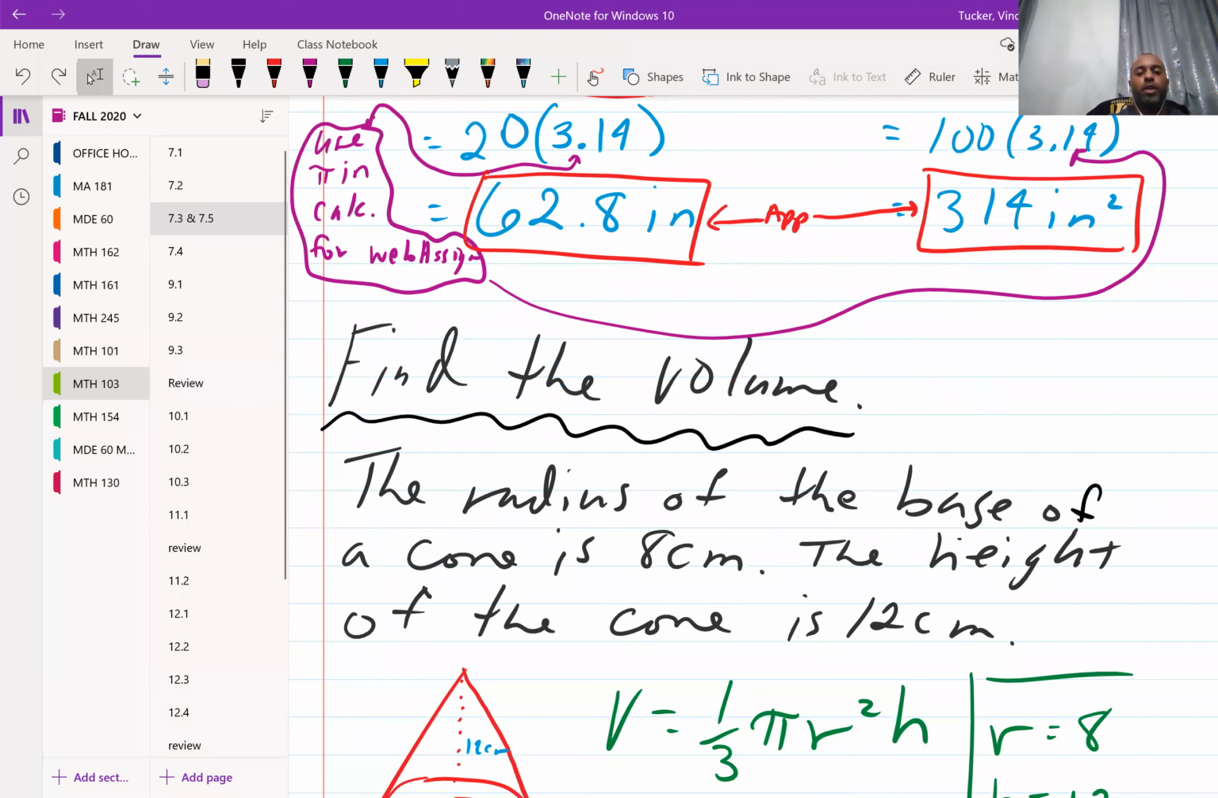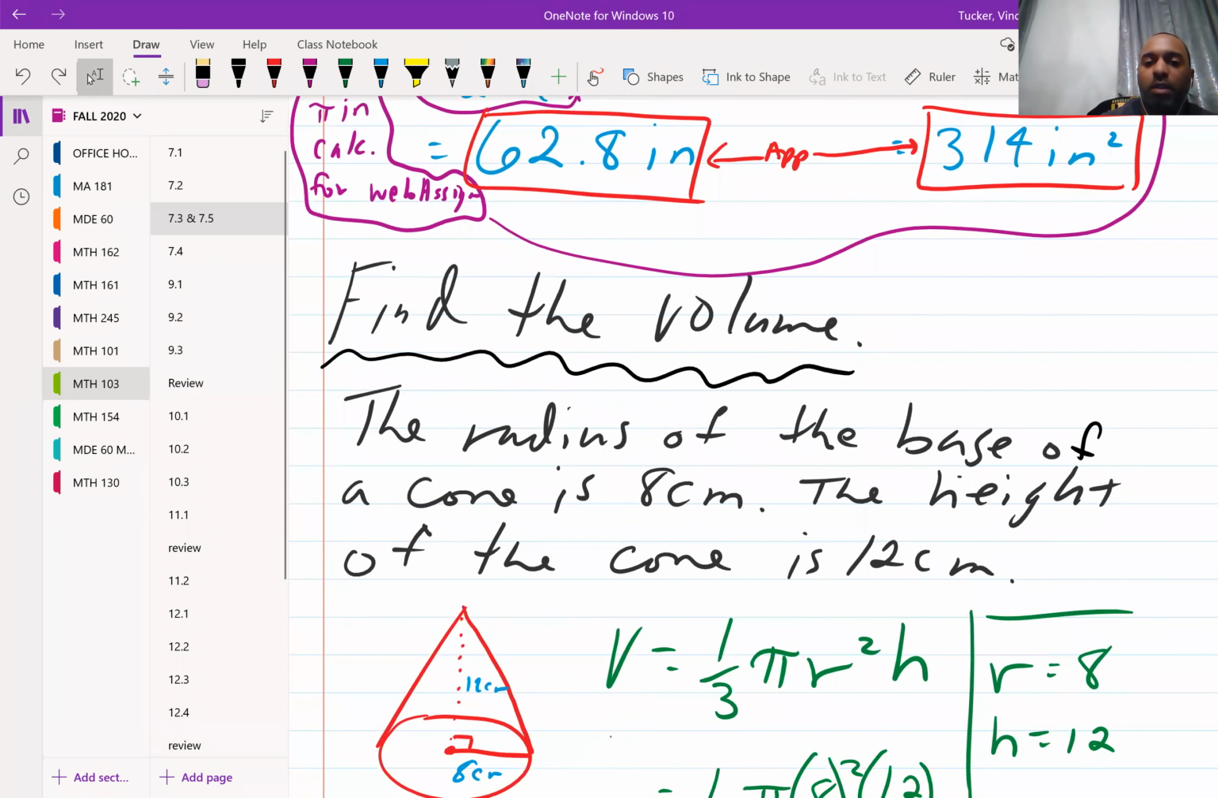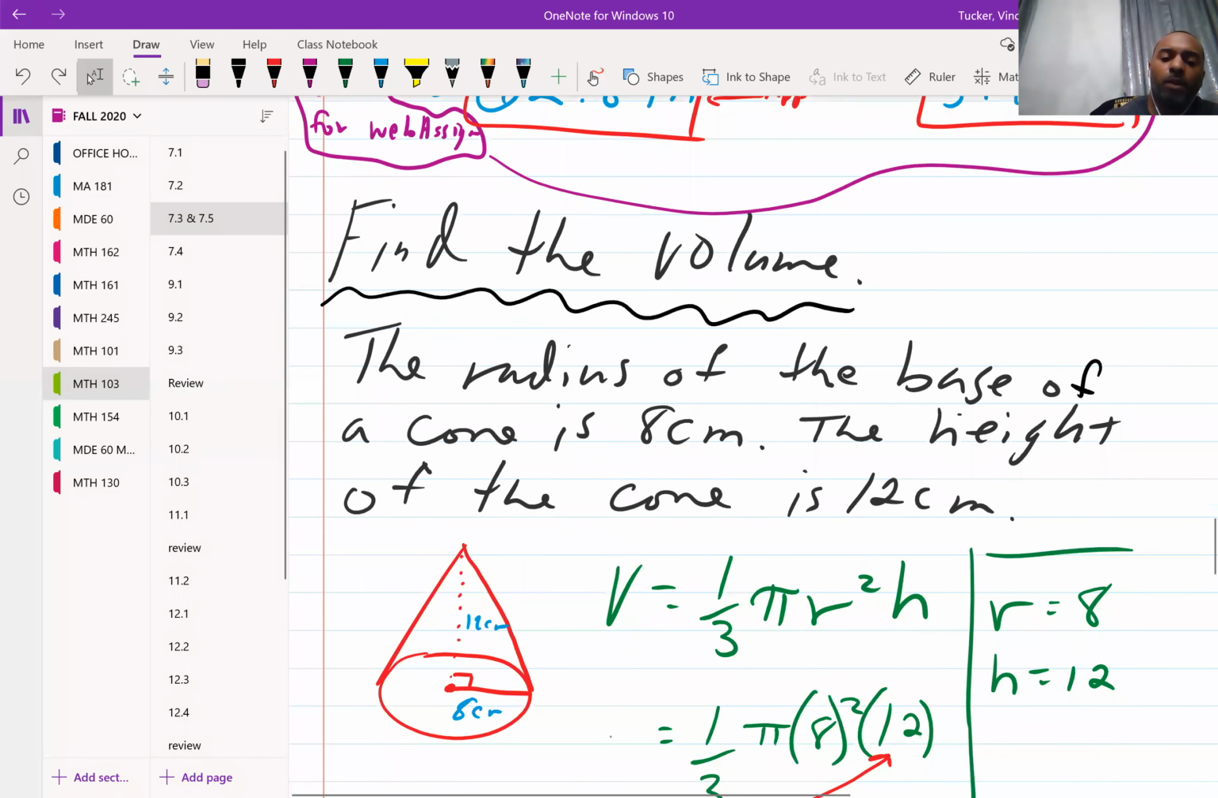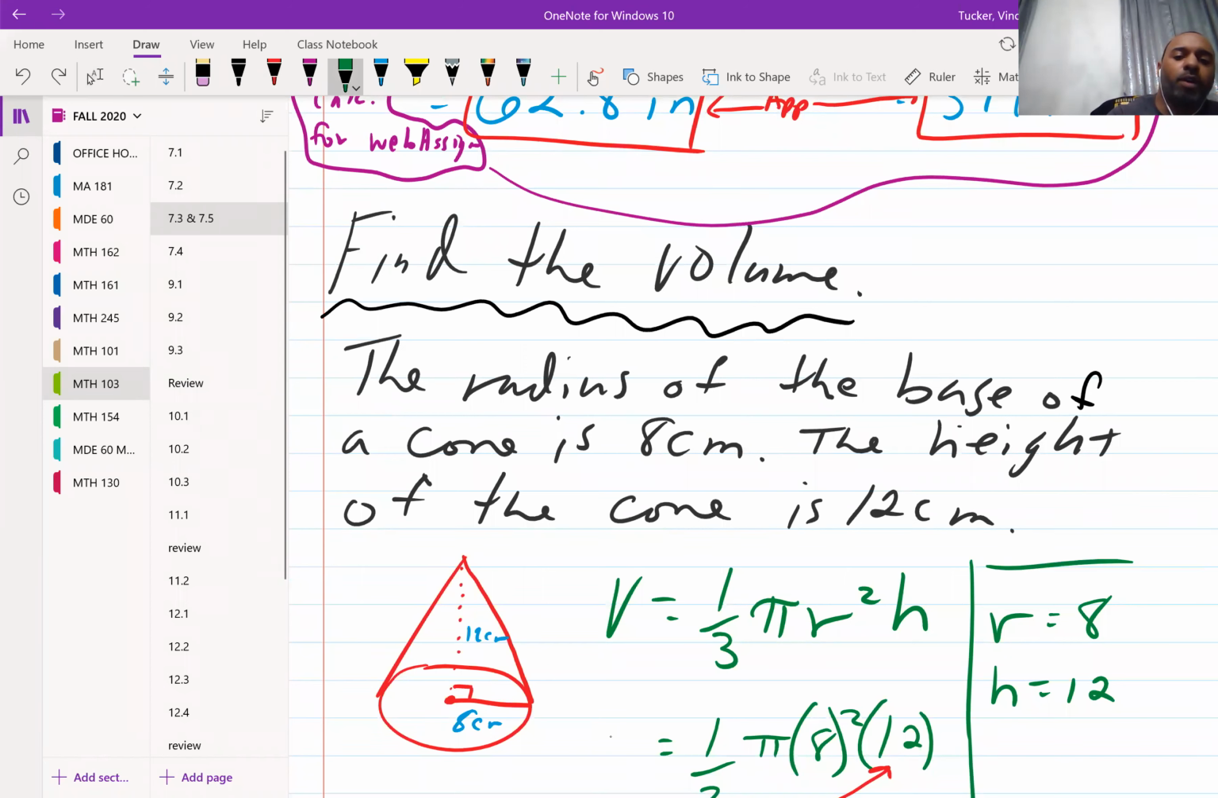All right. So the next one: the radius of the base of a cone is 8 centimeters. The height of the cone is 12 centimeters, and it tells us to find the volume. So this is the diagram right here. We've got the height is 12 centimeters. The base radius is 8 centimeters.